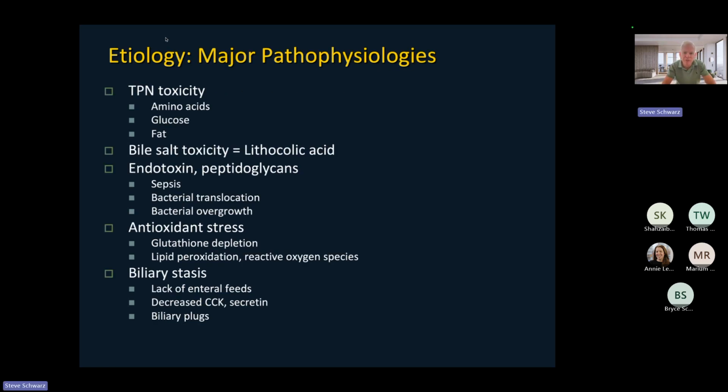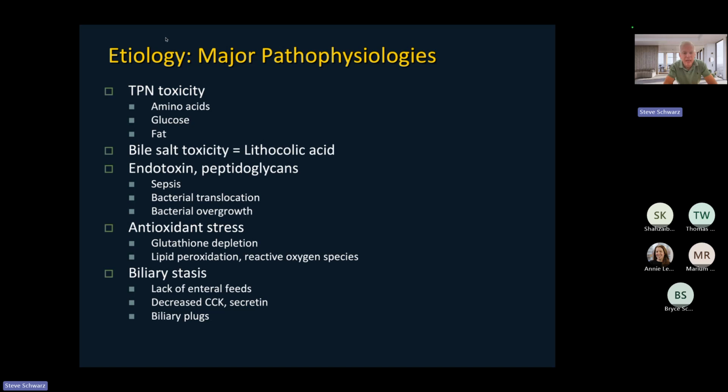So what are the pathophysiologies that can lead to cholestasis in this clinical scenario? Well, what about the toxicity of what we're giving parenterally? Amino acids, glucose, and fat. Is there some toxicity in these nutritional elements which may be leading to the problem?